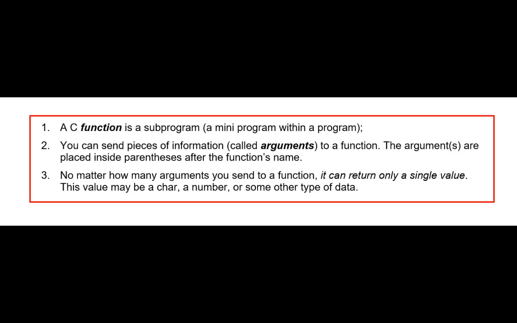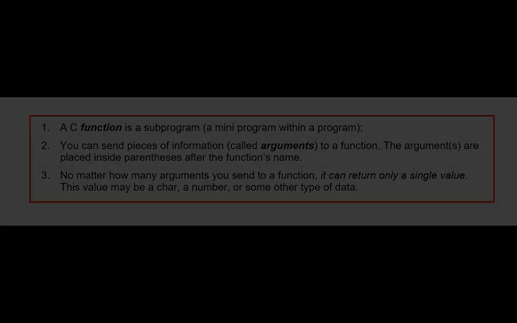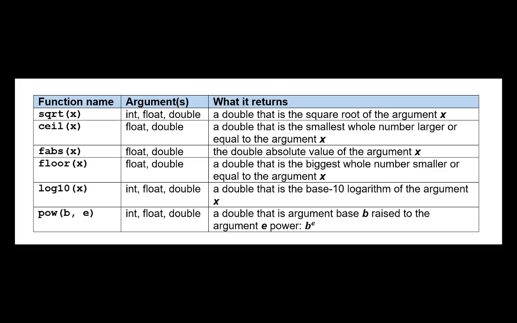But here's something really important. No matter how many arguments I send to a function, whether it's no arguments or 1 or 15, the function itself can only return one value. Now that value might be one character, one number, or some other type of data that we'll look at later on. The C math library has many functions, but we're just going to look at a few that are going to be useful for our class.